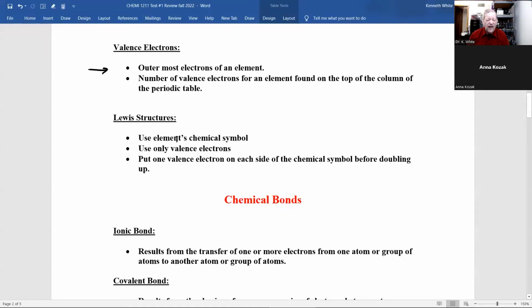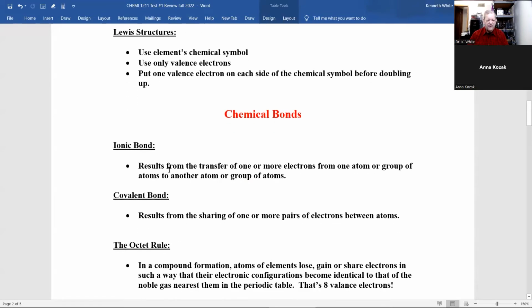Now, you should know how to draw the Lewis structure for an element. You use the element's chemical symbol. We only use valence electrons, and you put 1 valence electron on each side before doubling up. Next, I talked about chemical bonds. Those are the forces that hold atoms together in molecules. There are 2 types of chemical bonds, and you should know the definitions.